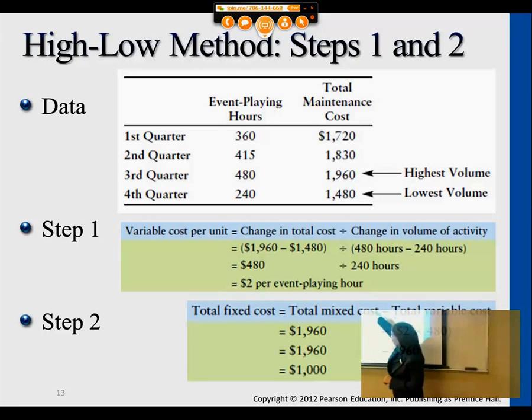Now, can I do the same for the first quarter, or the second, or the third, or whatever that is? Can I use other rows? I can do that. So let's finish this.